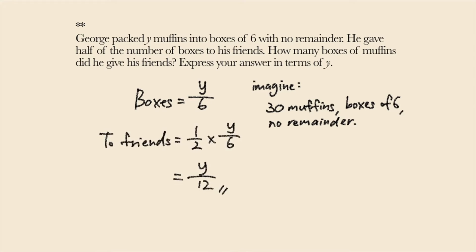Okay, we are told then that half of that is given to his friends. How many boxes did he give to his friends? Take half of the boxes, as in multiply, and you get y over 12 boxes. And that's my answer in terms of y.